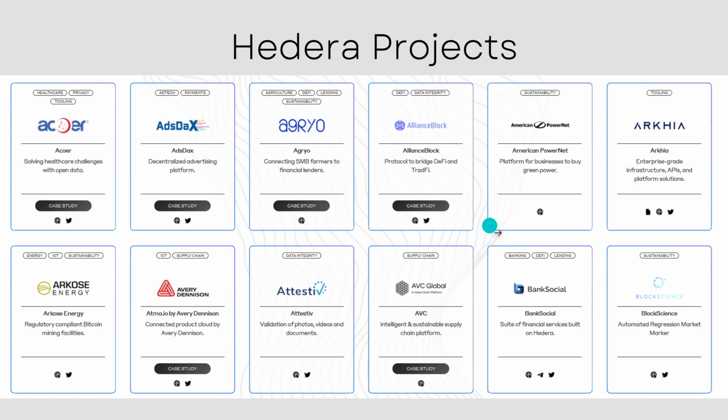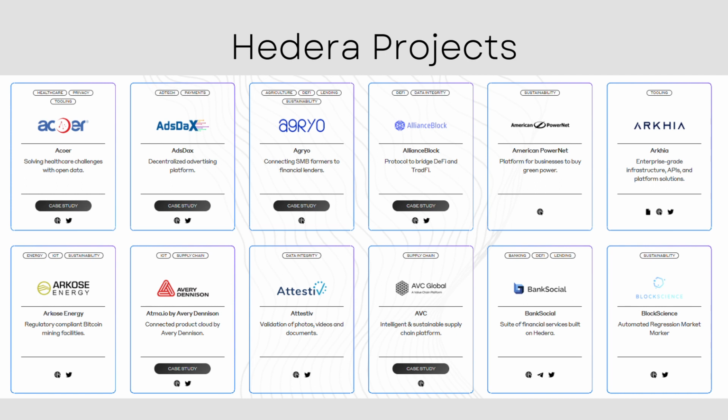Alliance Block. This is for DeFi and to bridge DeFi and TradeFi. So decentralized trading. Then American PowerNet for businesses to buy green power. Then we have Archaea. These are all open source projects in Hedera, which are currently going on. Then this is for infrastructure, API, and platform.